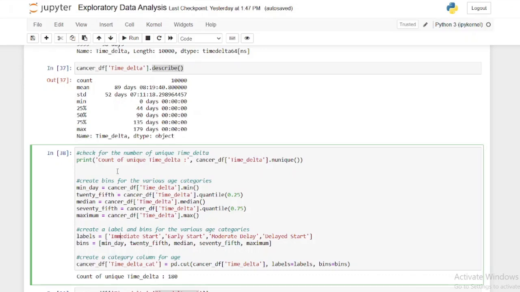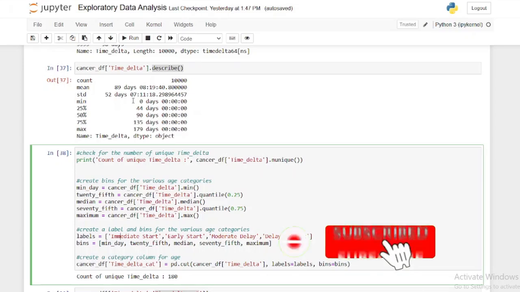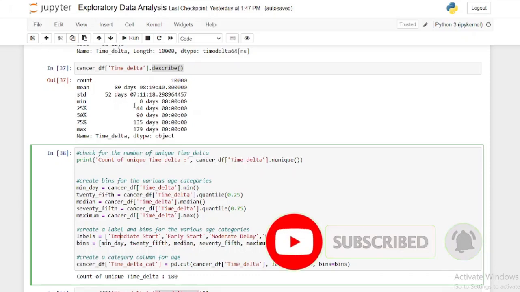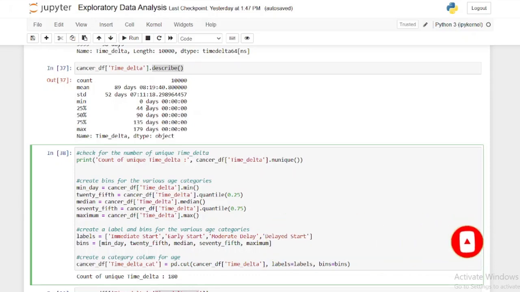Immediate starts are people who started from 0 days. So the day they found out that they had cancer, they started their treatment. So from 0 up until 44 days as immediate starts. Early start is from 45 days up until 90 days. Moderate delay is from 91 days to 135 days, while delayed start is from 136 days to 179 days. So with this, we're able to create our categorical column calling on the pd.cut method.